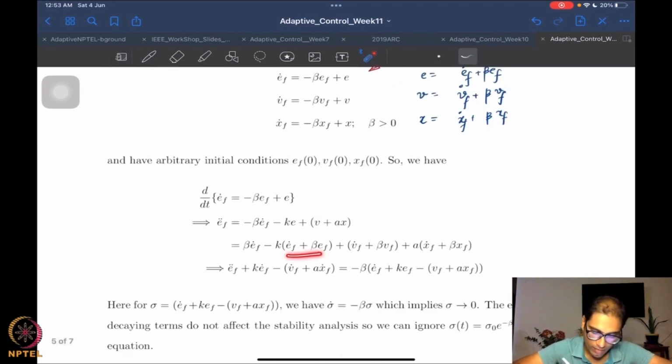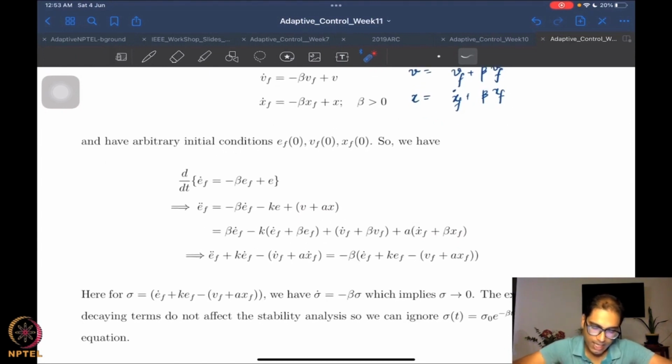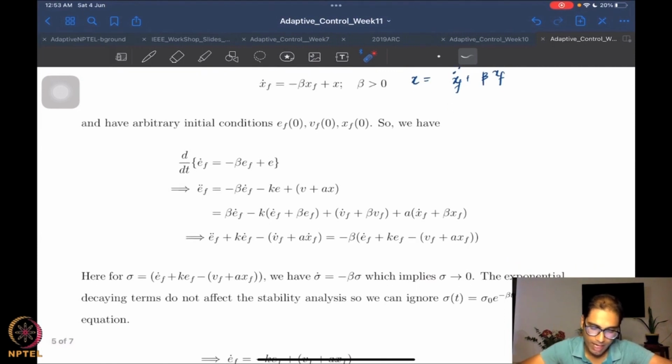So E is written as EF dot plus beta EF, V is written as VF dot plus beta VF, X is written as XF dot plus beta XF. Then I take the higher derivatives on one side. So EF double dot was already on the left hand side, EF dot was already on the left hand side, and then the VF dot plus AXF dot is taken here, and then KEF dot is also taken here.